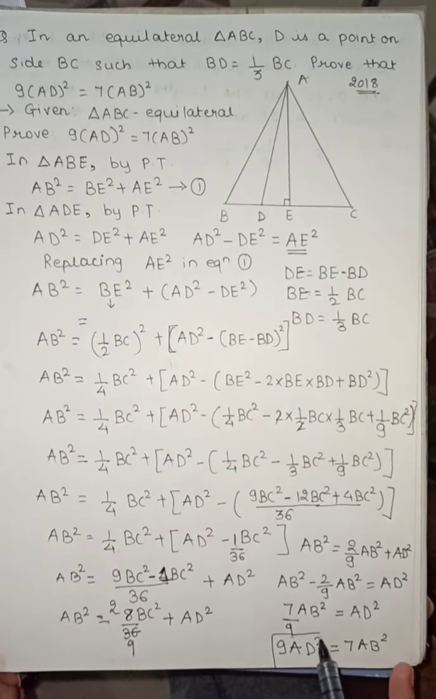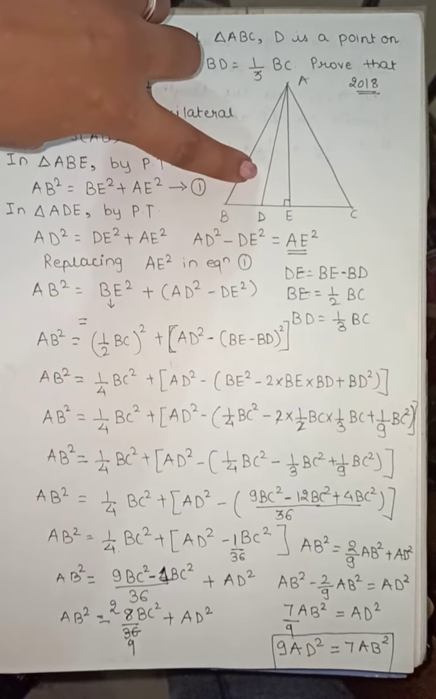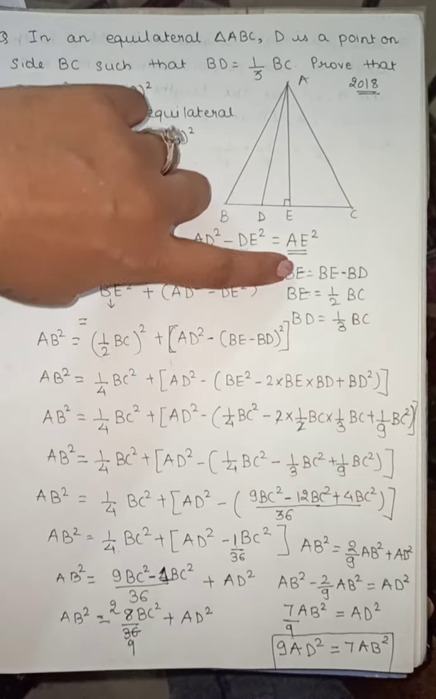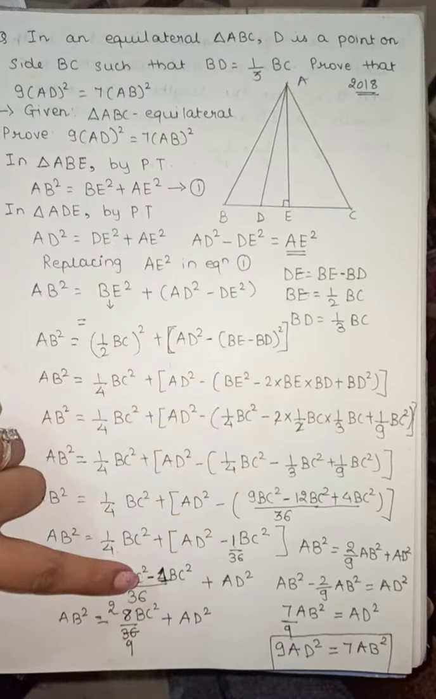As you can see, the question is not difficult, just the simplification part is a bit lengthy. Okay, so just apply the Pythagoras theorem first in triangle ABE, then in triangle ADE, and then just go on replacing the sides with respect to BC, so that at the end we can replace BC also with AB.